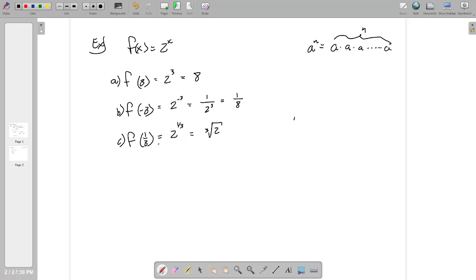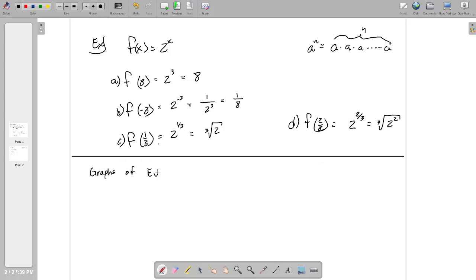If we had, say, f of 2/3, then this would look like this: 2 to the 2/3, which is equal to 2 squared, but we take the cube root, which is the same thing as the cube root of 4. The next thing I want to talk about is graphs of exponential functions.